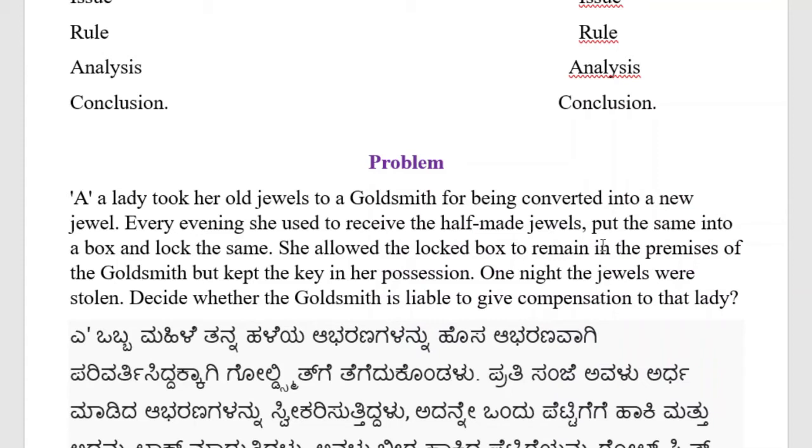a lady who has given her jewels to a goldsmith to get them converted into a new jewel. She used to visit the goldsmith shop and see how much work had been done. After getting satisfied with the work on the jewelry, she used to close the box wherein she keeps the gold, lock that box, and leave it in the custody of the jeweler. One night the gold jewels were stolen. So here we have to decide the liability of the goldsmith.